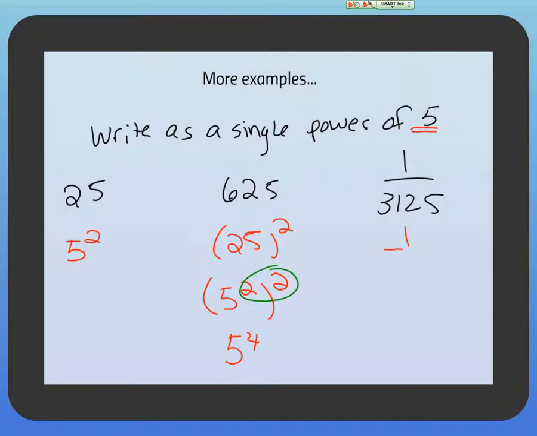For this next one, let's just leave it as a fraction for a second. What do you guys think? 3,125. What do you think? That's 5 to what power? Fifth. How did you do that? What did you do?